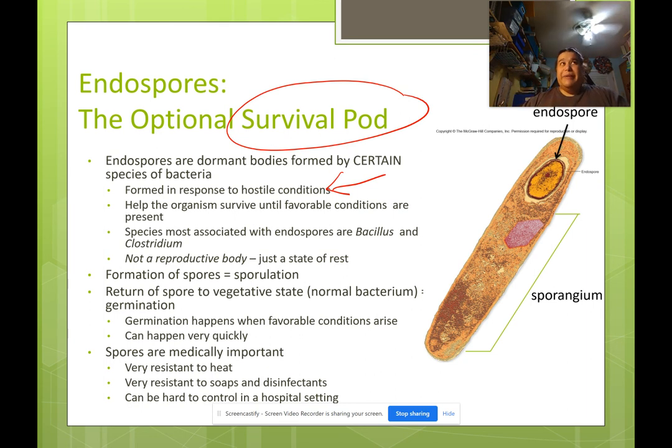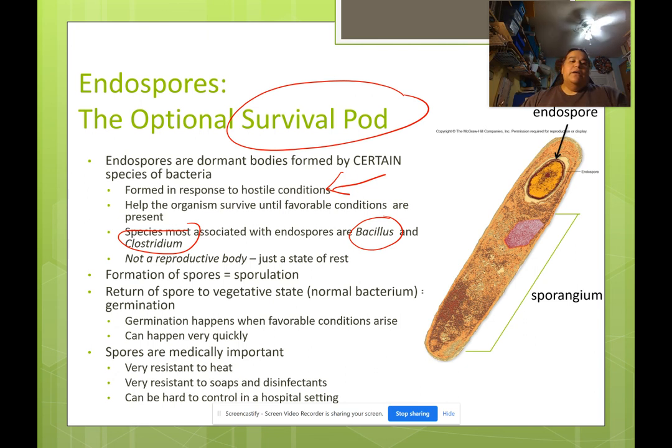So, the species that are most closely associated with having endospores are Bacillus and Clostridium. These are the ones that you hear about making endospores the most often. They are not a reproductive body. Literally, it's the same singular bacteria going into hibernation. It's not like a bear that goes into hibernation to make more bears. If they're hibernating, it's the same bear when it wakes up.